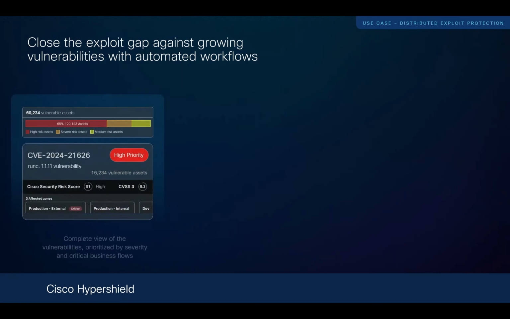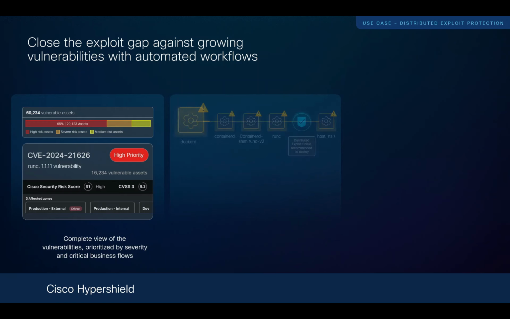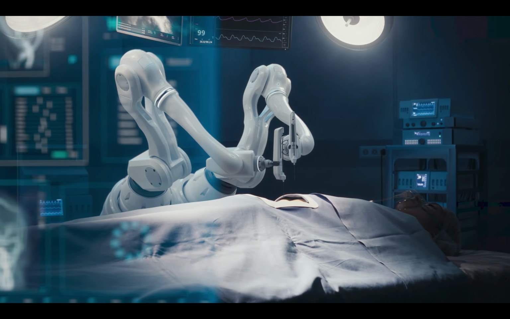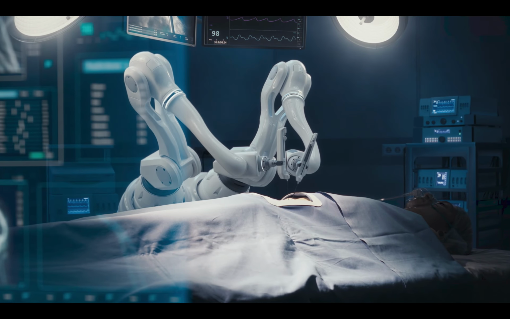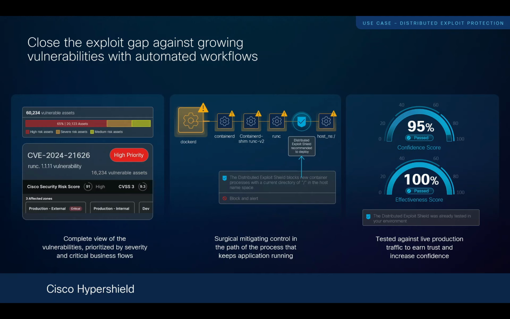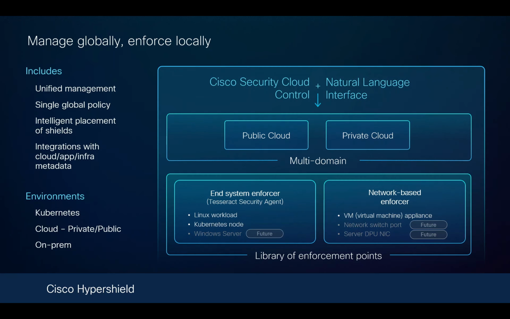Now, with distributed exploit protection, we might see a CVE come in. We'll have a risk-based understanding of the CVSS score and whether or not we should address that particular vulnerability. If we've determined that that is the case based on the true risk, then we'll implement those surgical mitigating controls in the path of the process, but allow the application to continue to operate without disruption. And ultimately improve our overall effectiveness score without disrupting the environment. Because as I mentioned earlier, this is tested against the shadow data path until we're confident enough to transition into the production data path. Now, this is all managed using a unified management platform called Cisco Security Cloud Control.